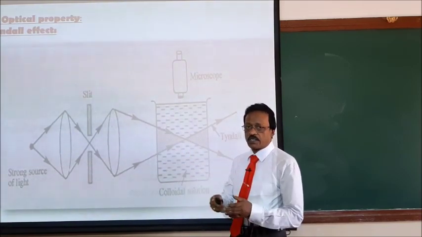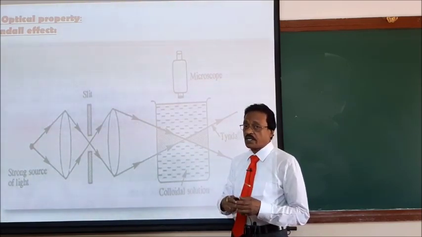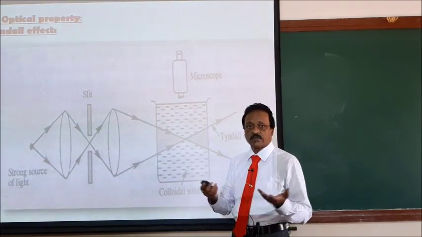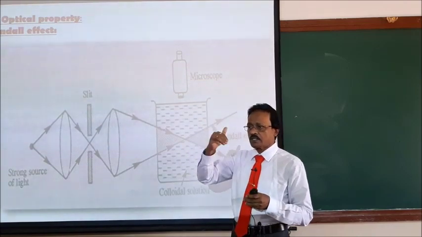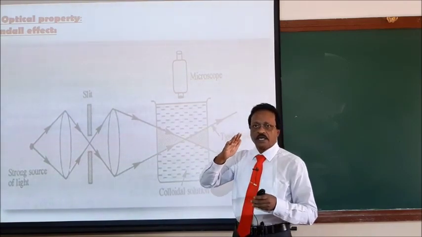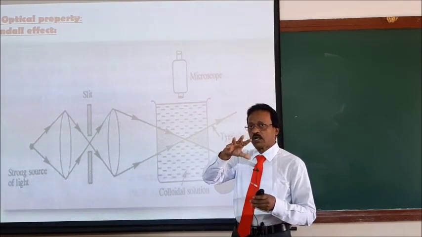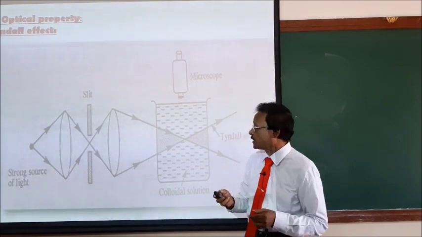The colloidal particles have the property of scattering the light rays from the surface of the particle. I gave the example yesterday: the sky appears blue. Why does the sky appear blue? Because of the scattering property. In the environment, a large number of colloidal particles scatter the sunlight, and the scattered light has a wavelength in the visible region of blue color. So the sky appears blue, the best example for the optical property of colloids.